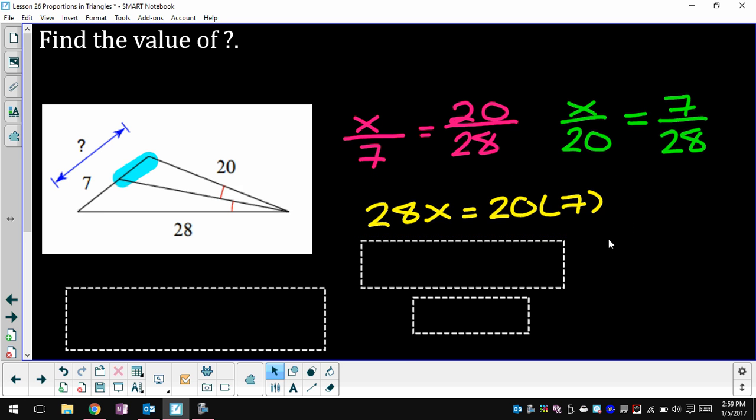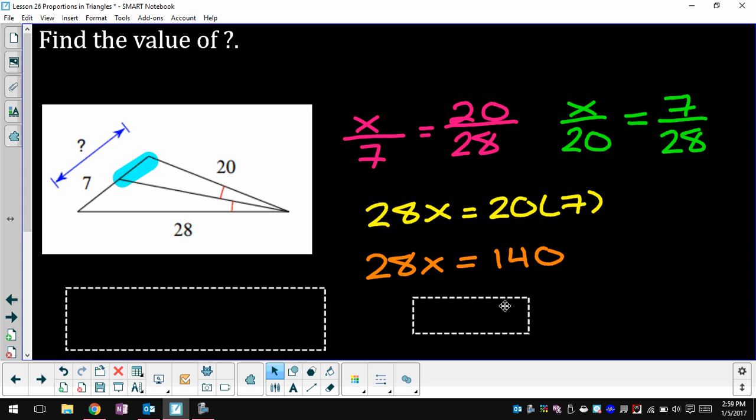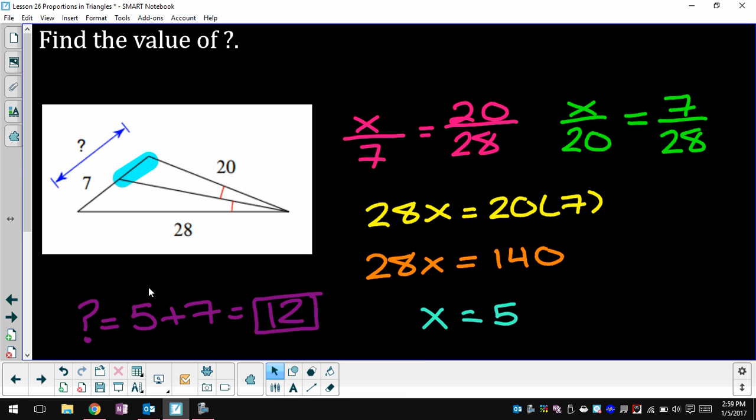I cross multiply, simplify, and I get X to be 5. That means this blue piece right here is 5, but I want to know this whole side, so I'm going to add 7 plus 5 to get 12.